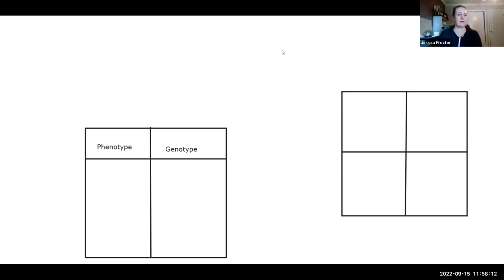Okay, so the possible phenotypes. So we're just talking about the blood types. You could be blood type A. You could be blood type B. You could be blood type AB. Or you could be blood type O.